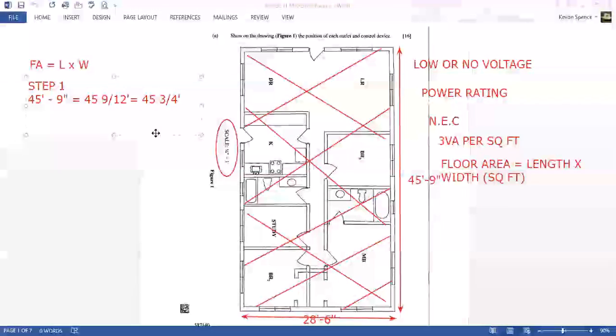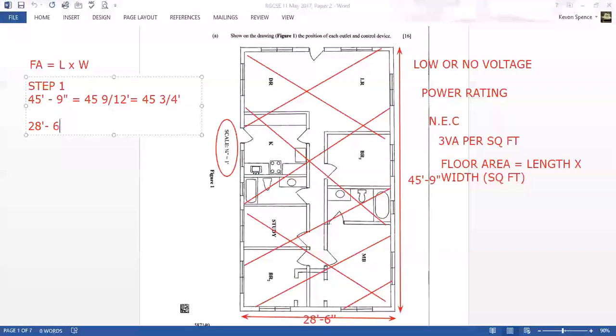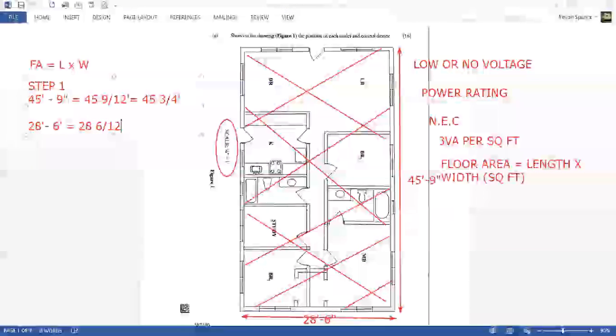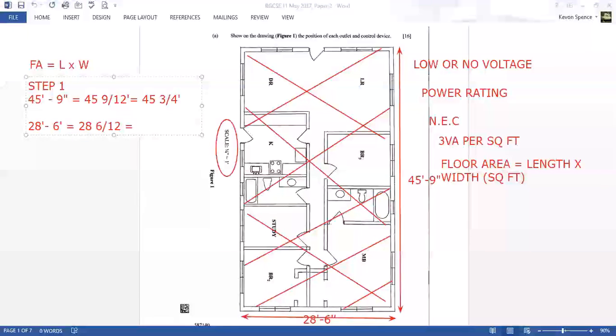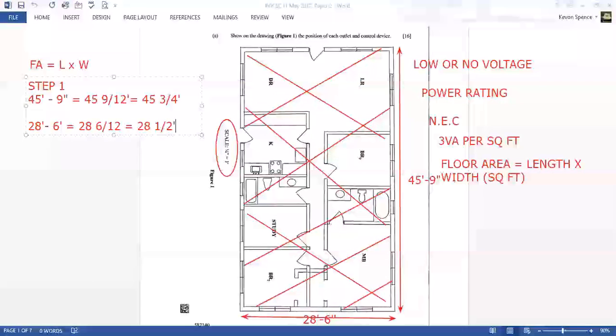Then we are also going to do that with the width, where we have 28 feet, 6 inches, which is equivalent to 28 feet. Well, let's leave the feet out. 28 and 6 over 12, which is also equivalent to 28 and a half feet. All right?